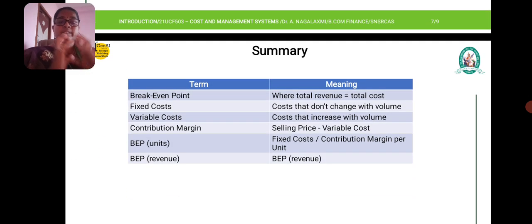Now we are going to summarize this break-even point. Break-even point is where total revenue is equal to total cost. Fixed cost is cost that does not change with volume, variable cost is cost that increases with volume, contribution margin is selling price minus variable cost. Break-even point in terms of units is fixed cost divided by contribution margin per unit, and break-even point in terms of revenue is fixed cost divided by contribution margin ratio.